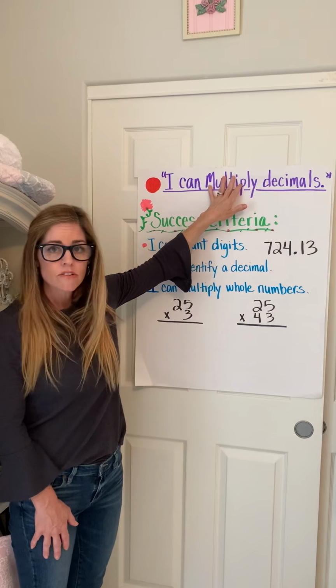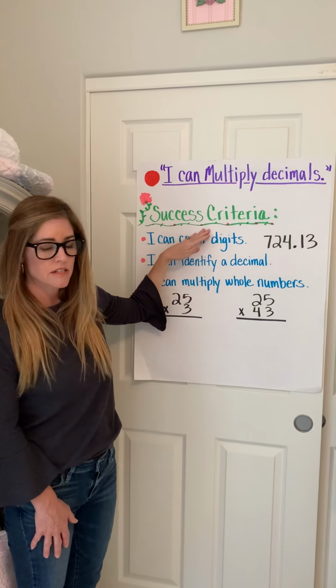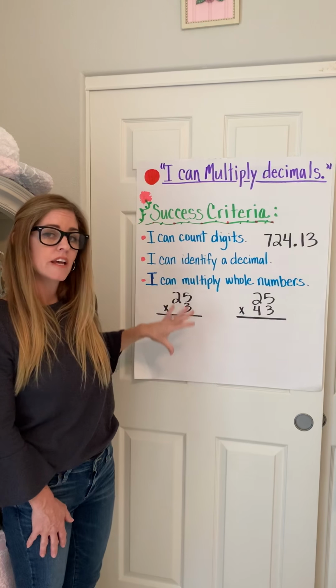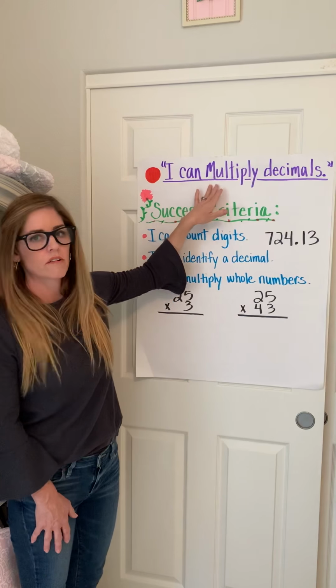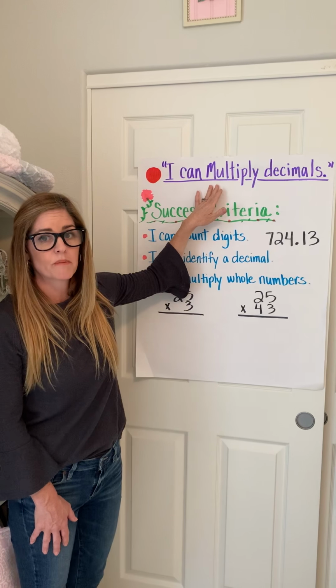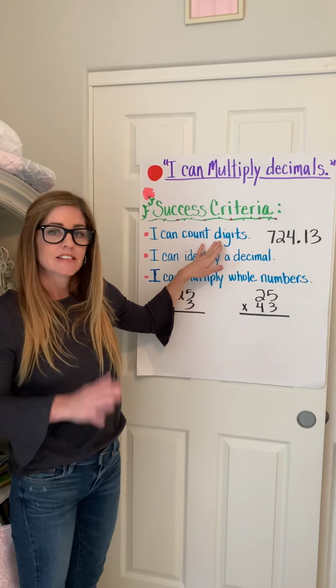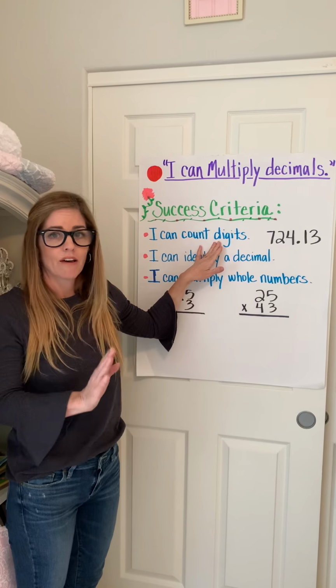In order to do this learning target, we do have some success criteria, meaning things that we have to be able to do first in order to be successful with our learning target. So let's take a look and make sure that we're up on that. All right, our first thing is I can count digits. It's literally that basic. Can you count digits?